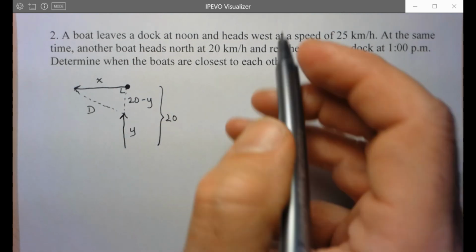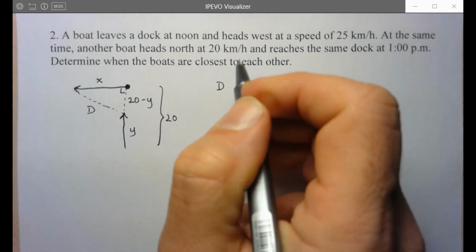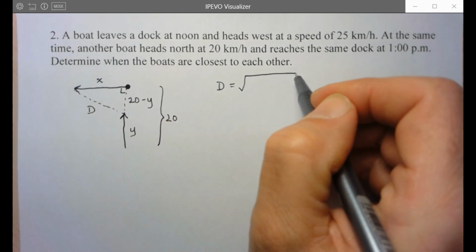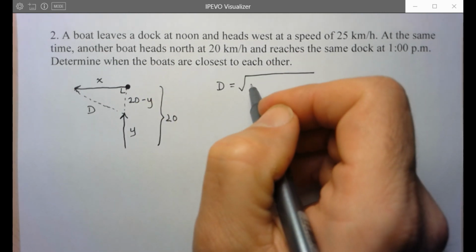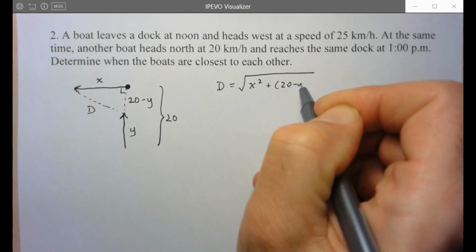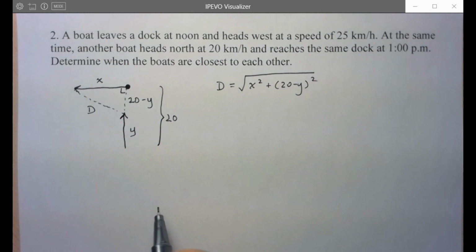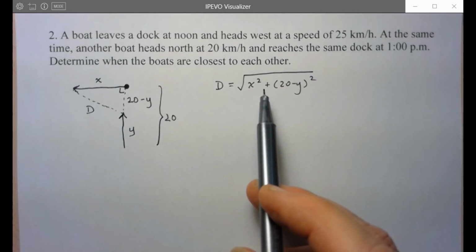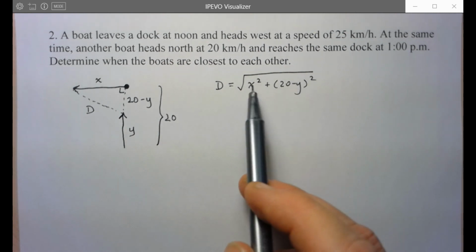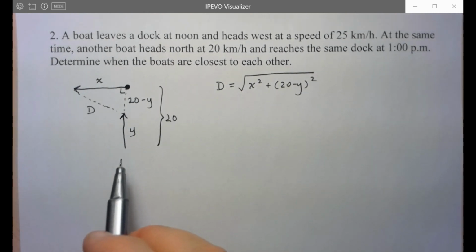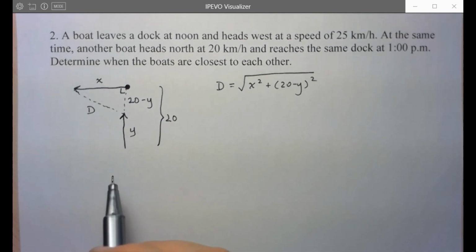Okay, so let's write that down. We have our formula that d is equal to, since it's Pythagoras, just the square root of the sum of the squares of both sides, so x squared plus 20 minus y squared. All right, so we have a model with which to work, and yet again we have that familiar scenario where we've got two variables in my equation. Okay, so I'm going to have to find a way to write this in terms of one variable.